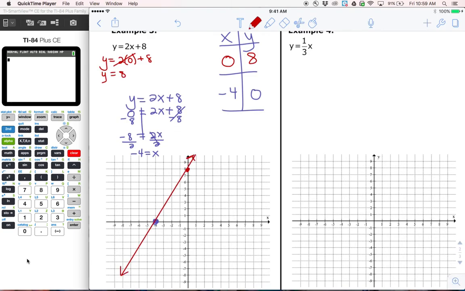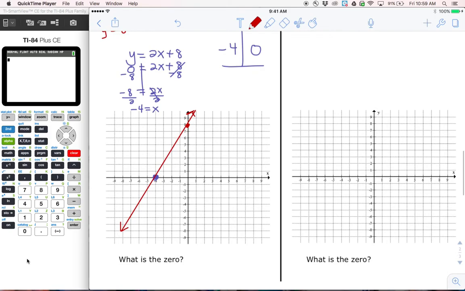It's pretty close. All right, what is my 0? What is the 0? Okay, I can't stress this enough. If they're asking about the 0, they're talking about the x-intercept every single time. All right, so in this case, it is negative 4.